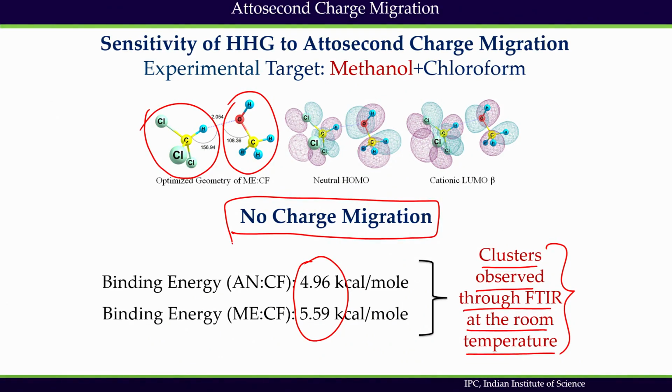For this combination, when we checked, we found theoretically that no charge migration occurs from one end to the other end. And this is an interesting theoretical observation. In one combination, when I have chloroform and acetonitrile together, I see charge migration, attosecond charge migration. When I have chloroform and methanol, I do not see any charge migration. This is the prediction we get from theory.